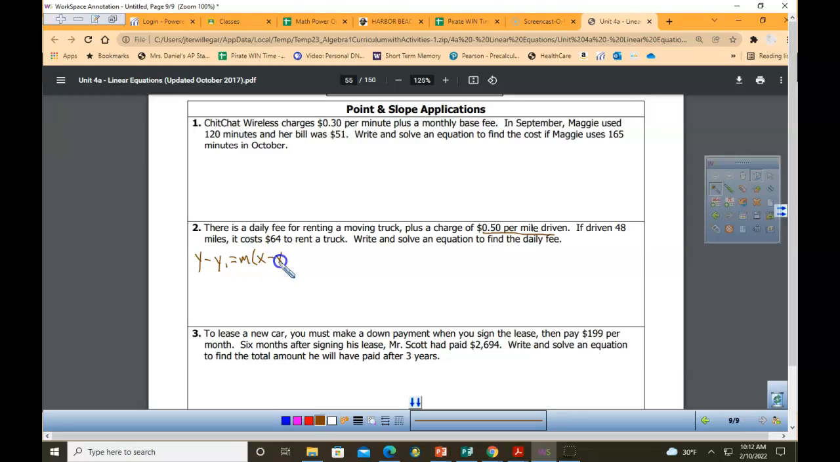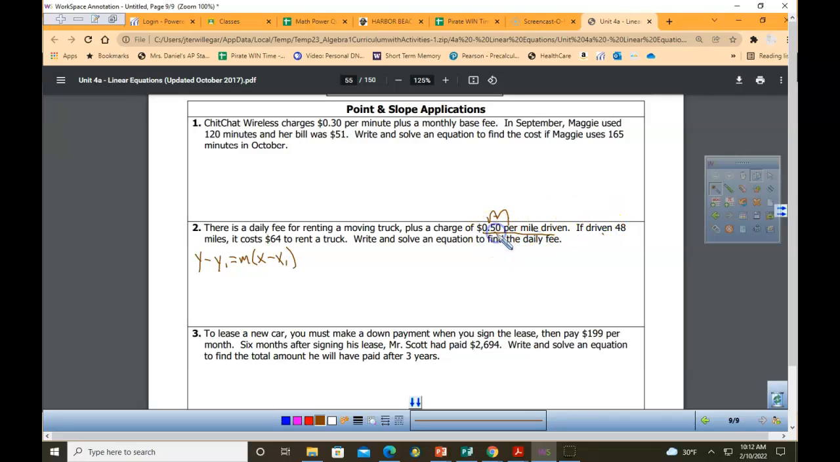I'm going to give this to you for the quiz tomorrow too. I'm going to give you the equation to use for each problem. Hopefully that can help you out and give you a starting point at least. So now we have to figure out, what do these letters mean? Well, we have a per word, so we have a slope. 0.5 is going to be my m. And then I have a point.